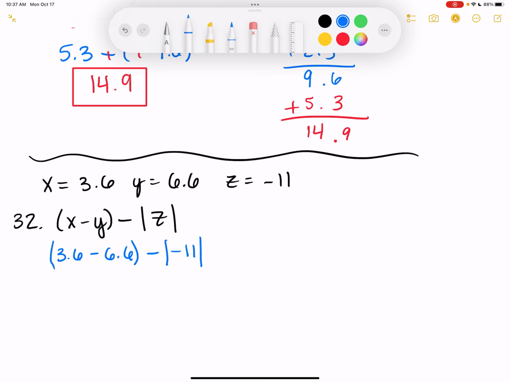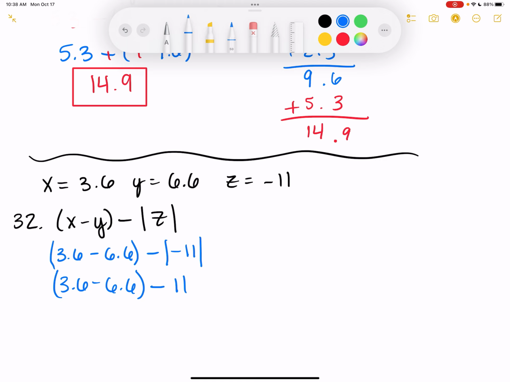So what does the absolute value do to the negative 11? Makes it positive, so I can get rid of the absolute value bars and just rewrite it as 11. Okay, now, don't get confused and get rid of this negative outside. The only negative that's going away is the one that's inside. Okay, so I'm going to have 3.6 minus 6.6 minus, and then it's positive 11. Okay, well, I say minus positive 11. I said that because of the positive coming out of the absolute value.